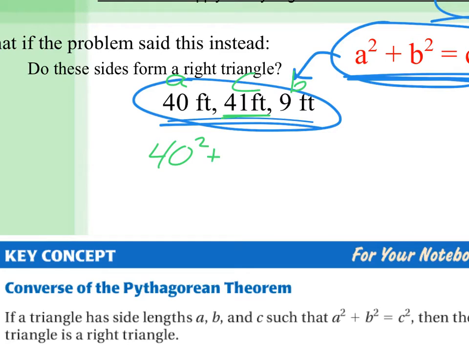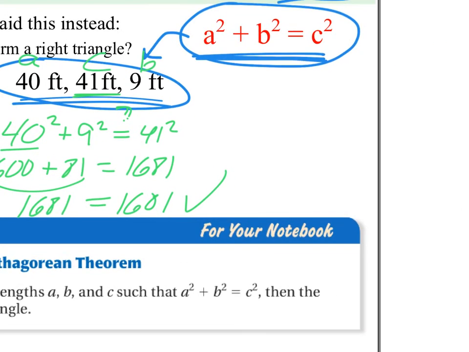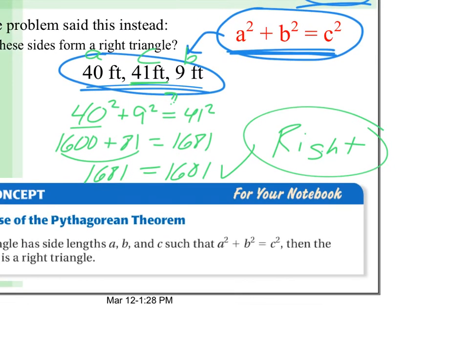Here's what your work will look like today. 40 squared plus 9 squared equals 41 squared. I put all 3 numbers in, and I'm trying to figure out: does this work or not? Is this true? You can use a calculator to help you, but I can help you a little bit right now. 40 squared is 1600. 9 squared is 81. And when I square 41, I get 1681. When I add the first two together, I get that same thing. So 1681 equals 1681. That is true. So these 3 sides make a right triangle. That's what we're finding today.